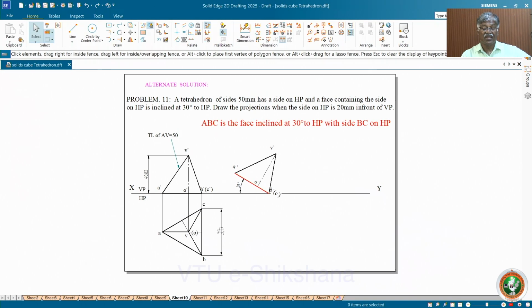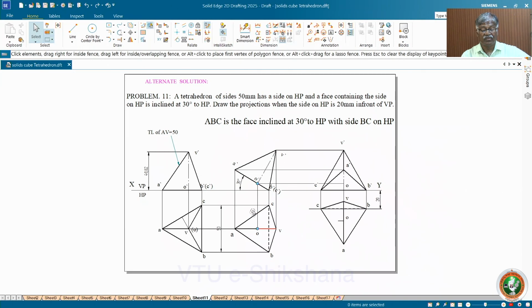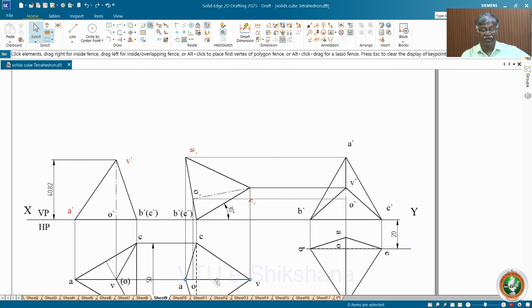Now suppose that you consider the base itself as the face. That is also a face. If it is 30 degrees, do one thing, you move and then rotate with respect to BC as center, rotate with A, but such that it gives you the 30 degree line. Then you get the top view, this is not visible, it is reversed. Whatever the answer you get, it becomes reversed.